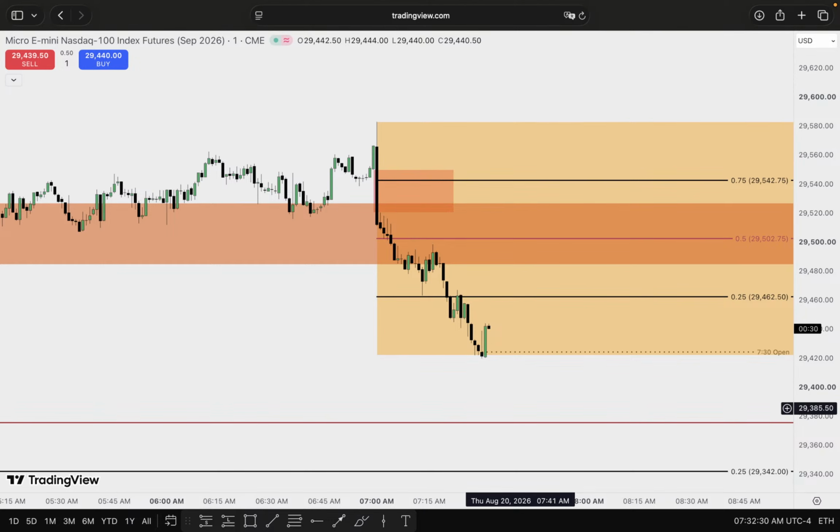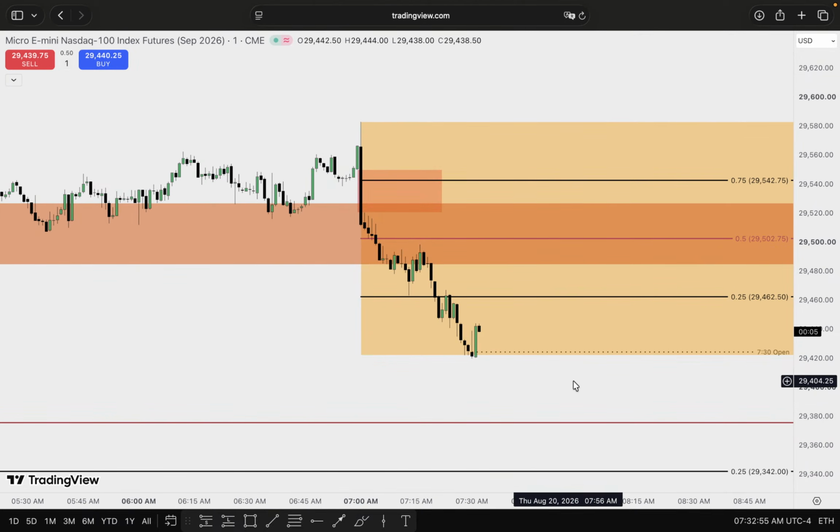Let's see what we're looking like. So I'm gonna get rid of this, but we have an idea: if we reach this equilibrium range, that'd be perfect to possibly see if we want to go short, or we'll push all the way up, take out the high, and then go short. That could happen. So let's just see. Hold up. Okay.